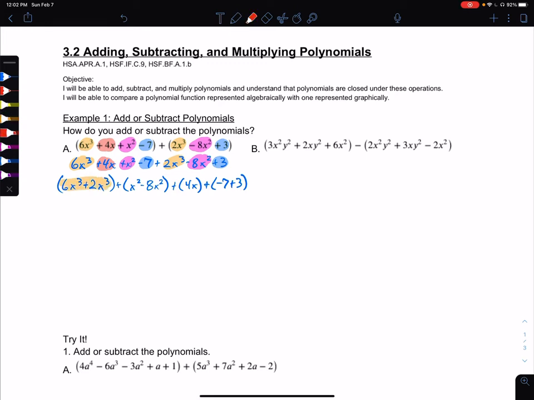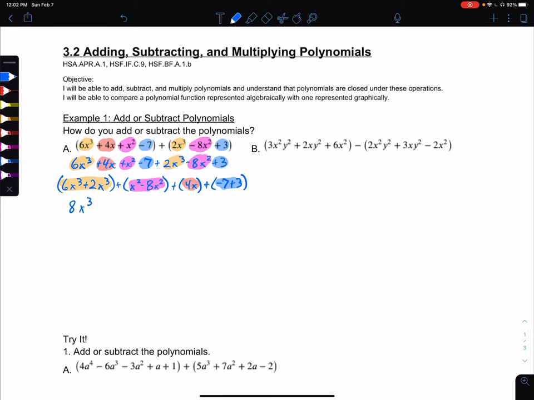I wouldn't always recommend writing this step this way. I'm just doing this to show how I'm pairing them up, or let's say grouping them up. Okay, so do be careful with your signs. So 6x cubed plus 2x cubed. Now that we can start combining the like terms, finally, we're only going to add up the leading coefficients. So it'll be 8x cubed.